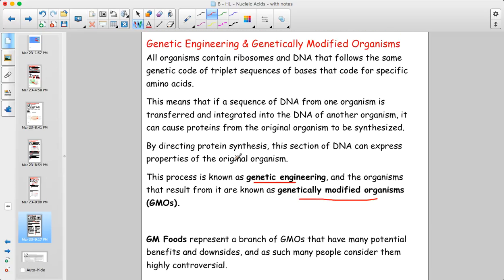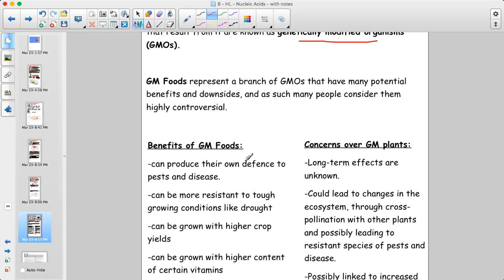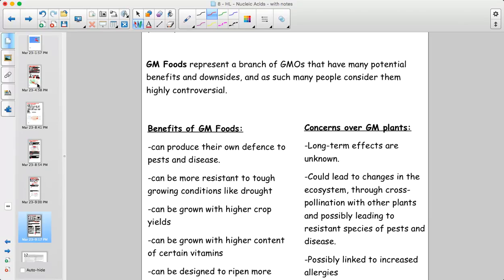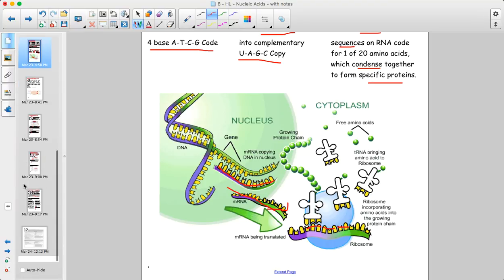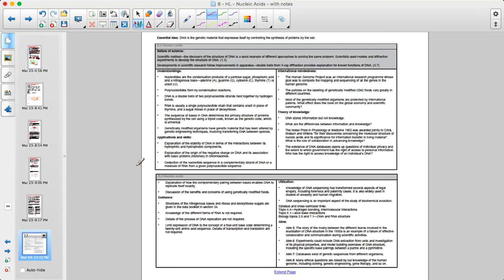So that's just a tiny little tangent that the IB has added onto this topic, but it connects with the idea that we're all made of this same stuff, this same DNA. So if I chop out a piece of my DNA and stick in the DNA from something else, my body can still read it and it can still make proteins from it. And here's the checklist, and that wraps up nucleic acids.